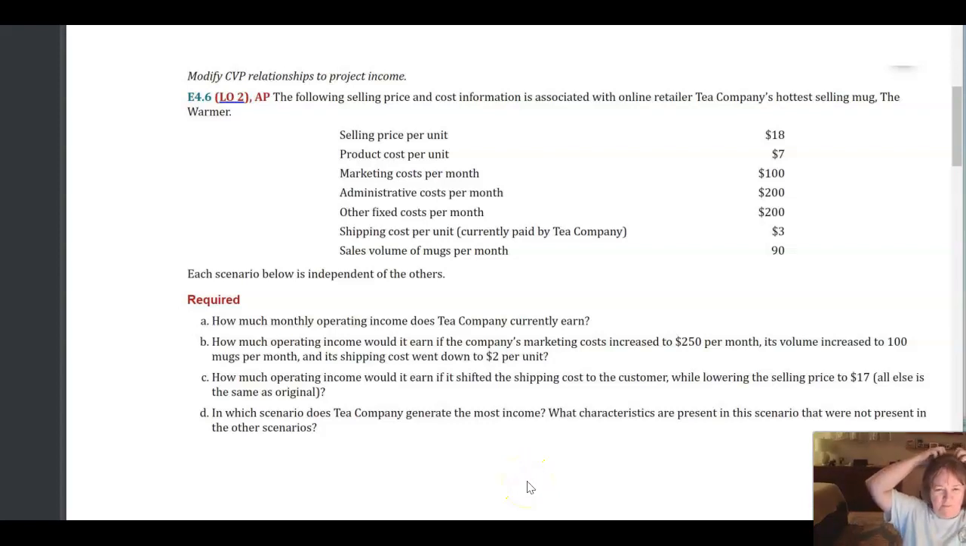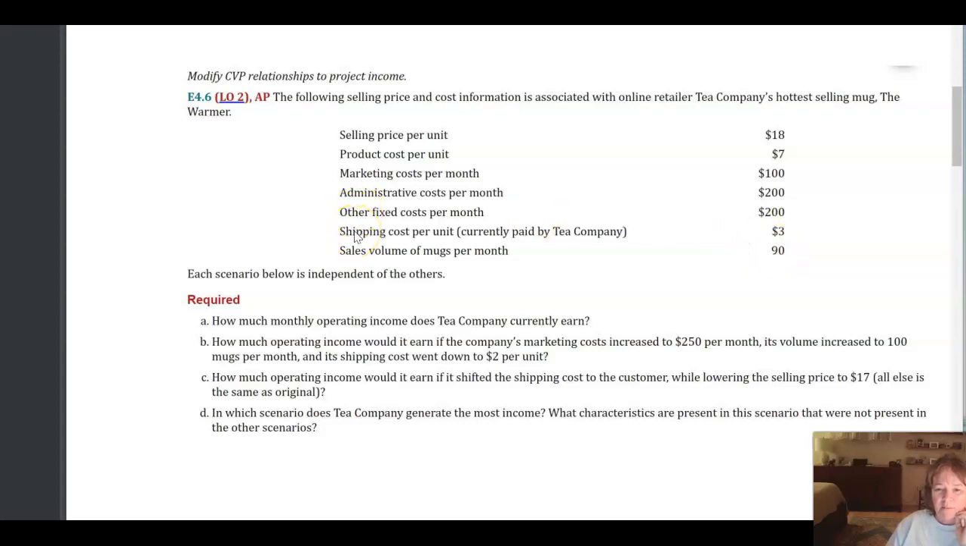Okay, this is from chapter 4. It's problem E4.6, and what they've given you is a bunch of data. We've got a selling price per unit, product costs per unit, then marketing, administrative costs, and other fixed costs, and sales volume are all per month. The volume of mugs per month is more of a count, not a dollar amount.